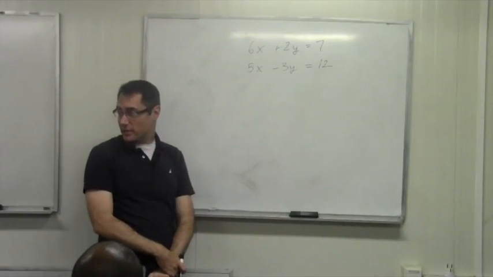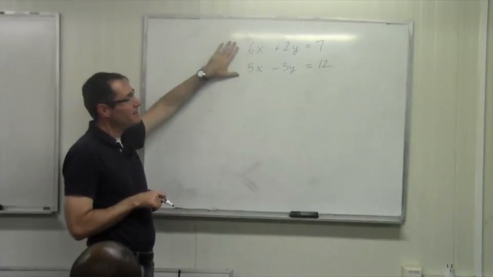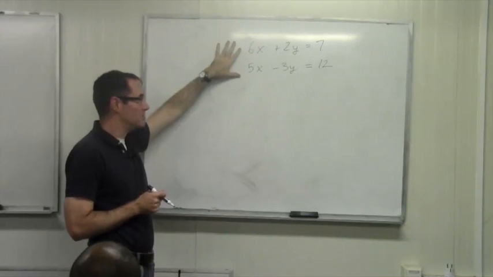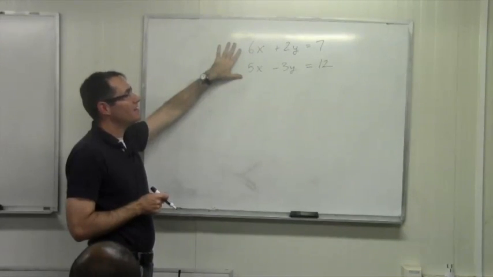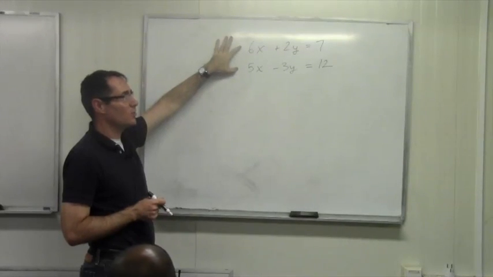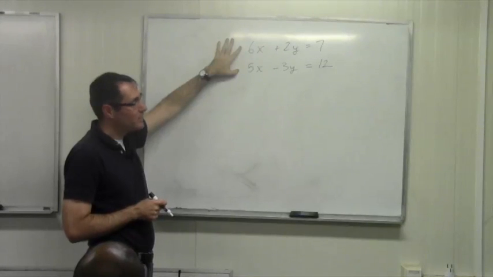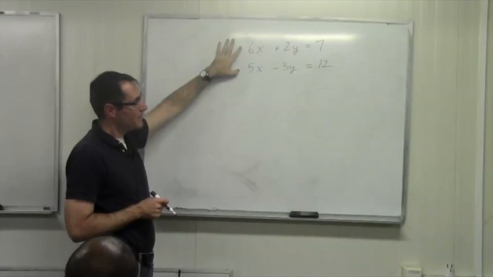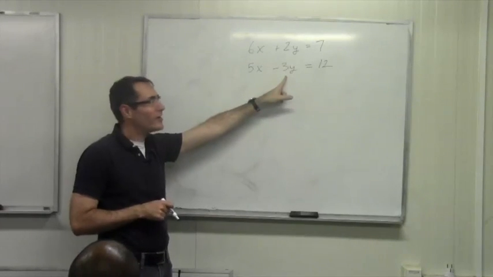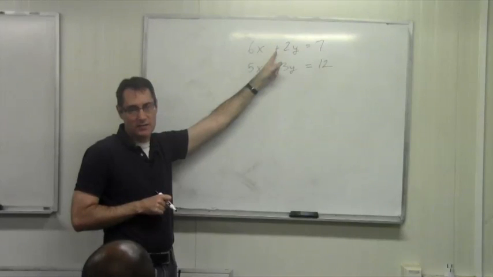There's either addition or substitution. This one's probably a toss-up about which one is easier. It's a little tricky to do this one with addition, but you can. Let's say that we wanted to get rid of the y. Well, what are we going to have to multiply these? We have to multiply both of these equations in this case.